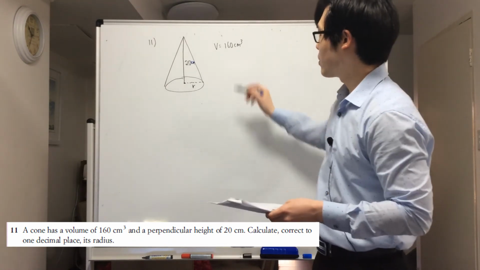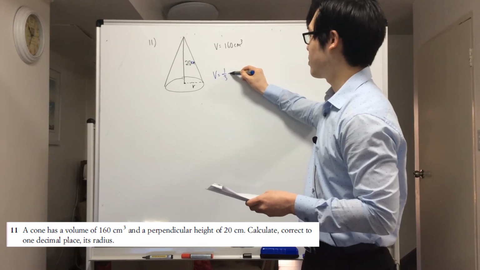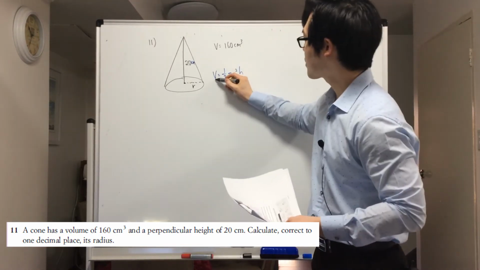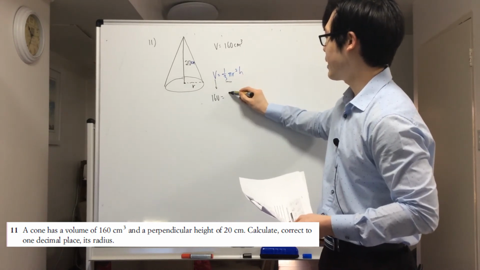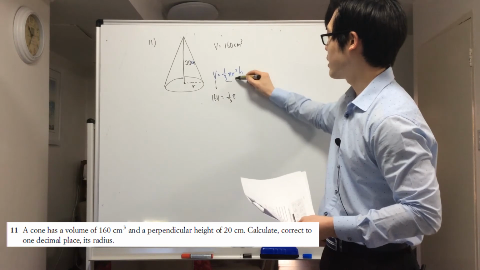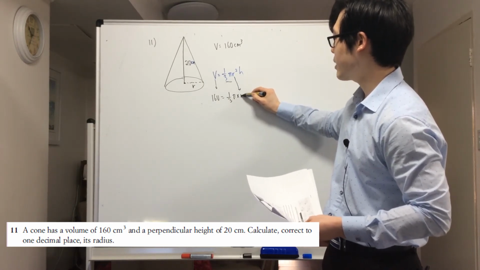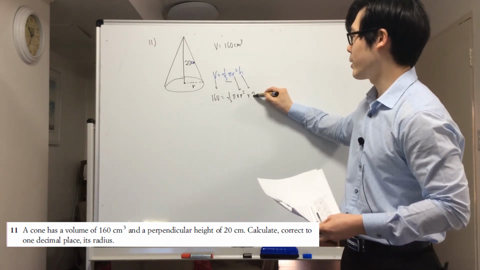All right, so we're given the volume. So let's start with the volume formula of a cone, which is a third pi r squared h. So from here, we know that number, it's 160. A third pi, let's write that down. Now, this is what we're trying to find. So I'm just going to write r squared, but everything is multiplied. So I'm going to write times. And we also know the height, which is 20.